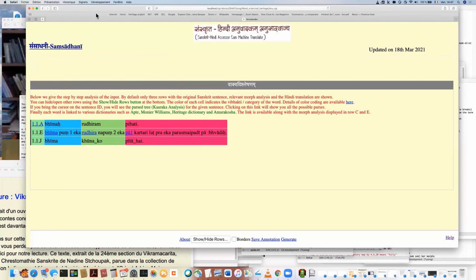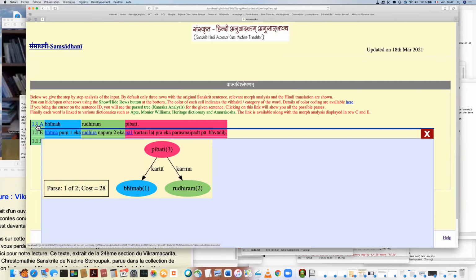Yes, all right. So now we're on Samsadhani and all the morphology has been pre-computed, and you can even look here and see, oh yes, the karta is Bhimaha, and the karma is Rudiram. And this is exactly why you were confused with my layout: in the segmenter, both Bhimaha and Rudiram are blue. They are blue because they are Subanta.